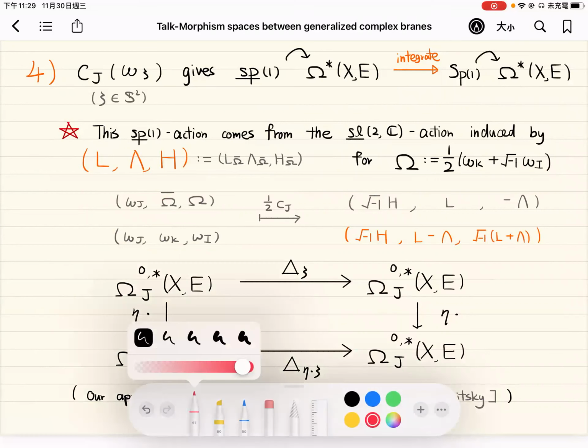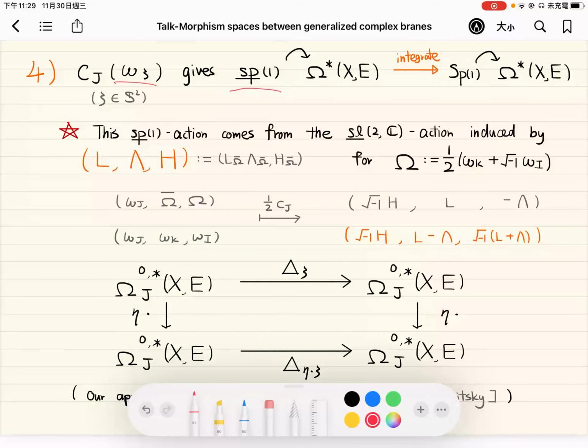We can see that indeed, if we vary the two forms here by theta, then it will give you a Lie algebra action on the E-twisted forms, which is a copy of the SP1. And after integration, you get an SP1 action here. But we can re-express this kind of SP1 action in terms of, as I said, the lattice operator. So this SP1 action comes from the SL2C action, induced by the lattice triple for the capital omega here.